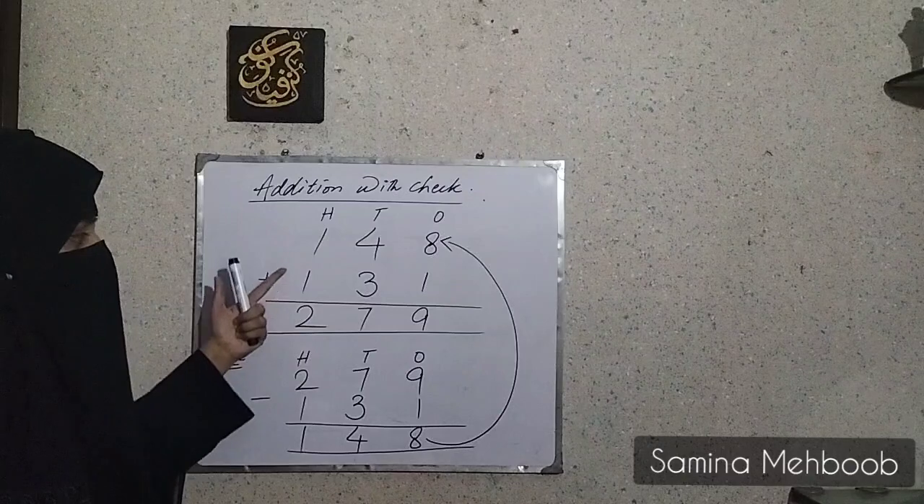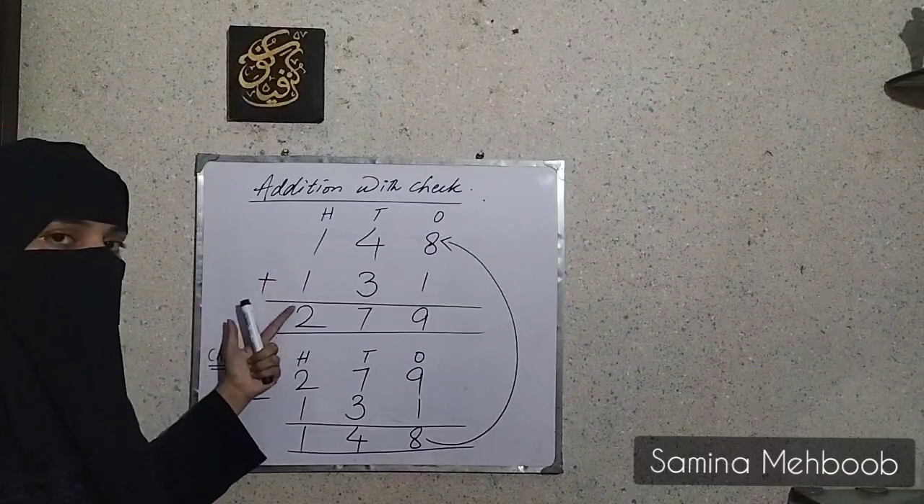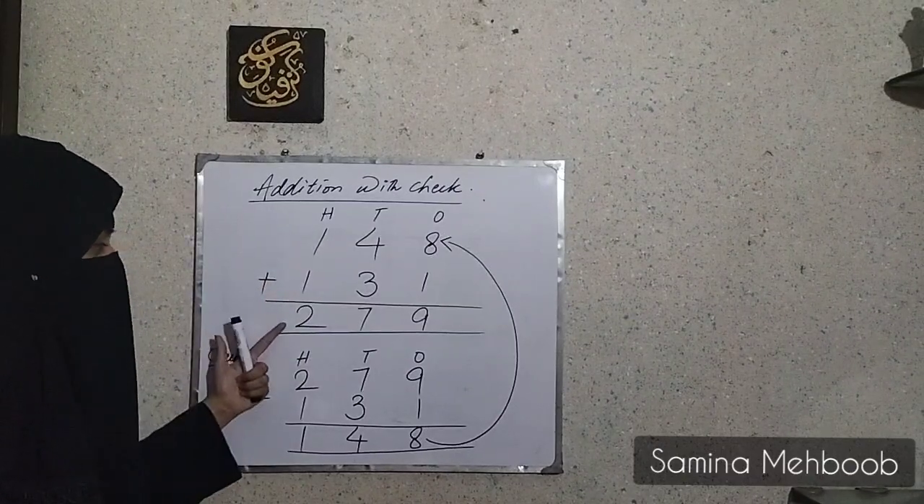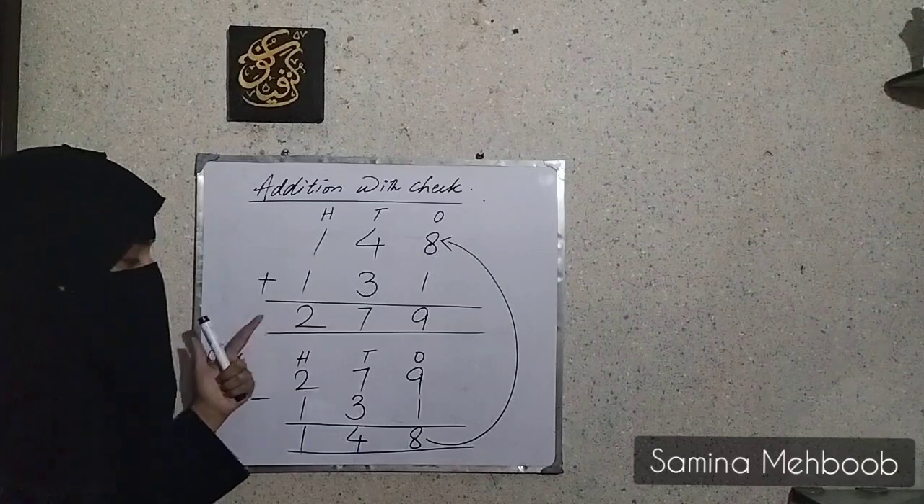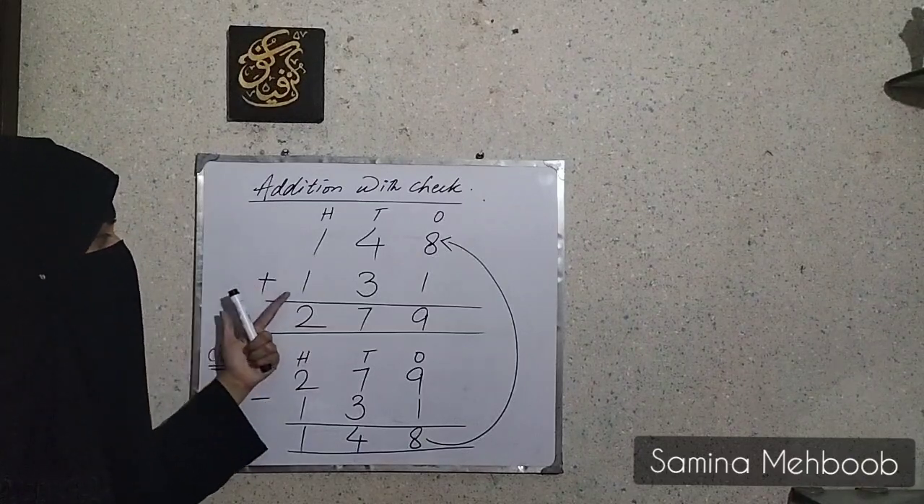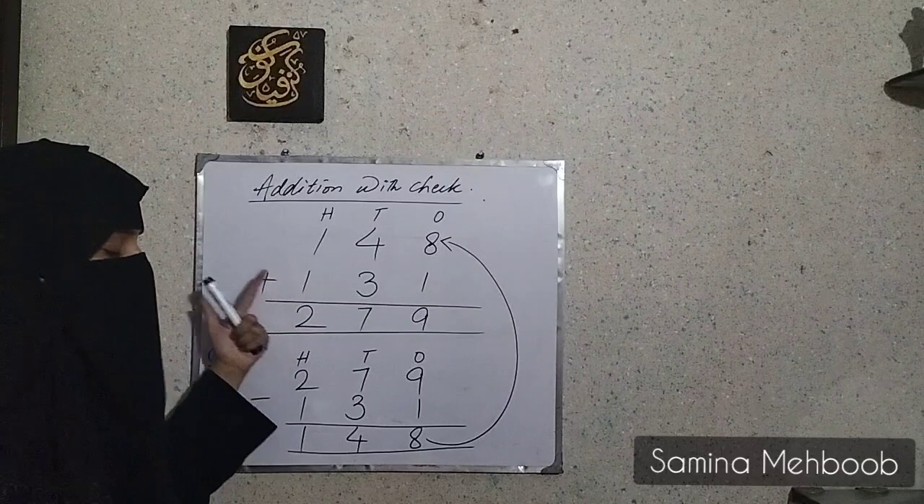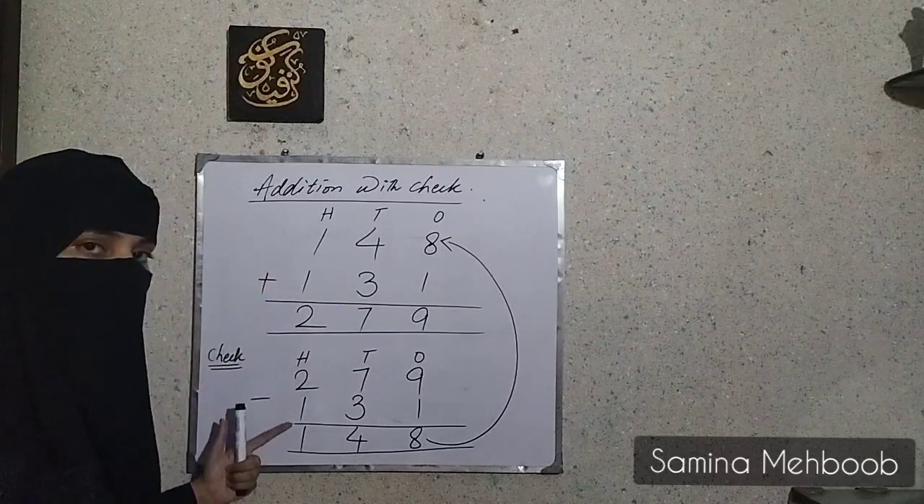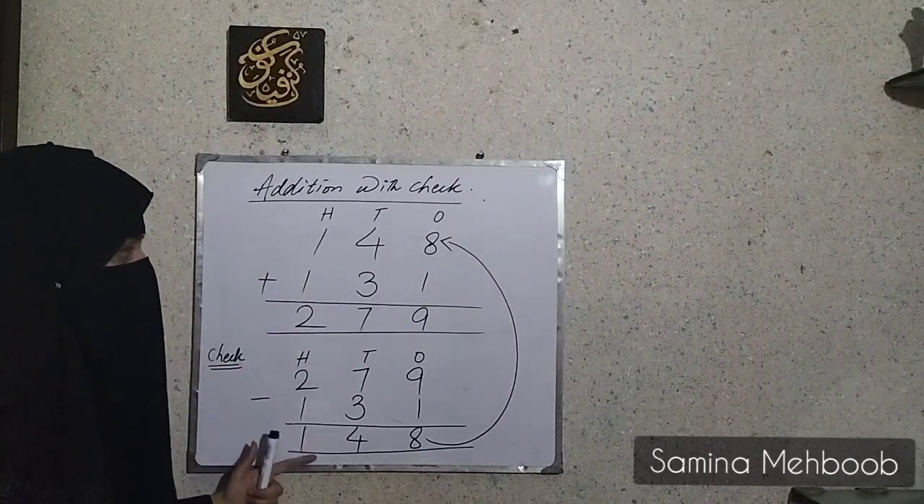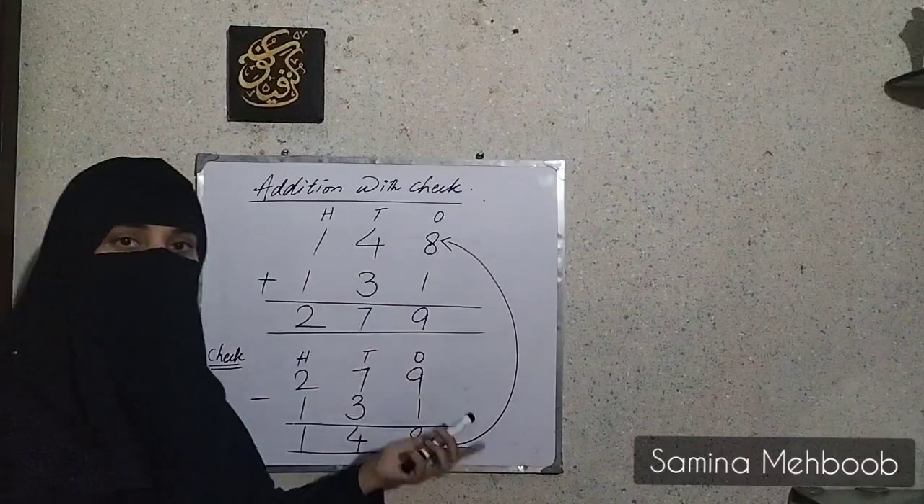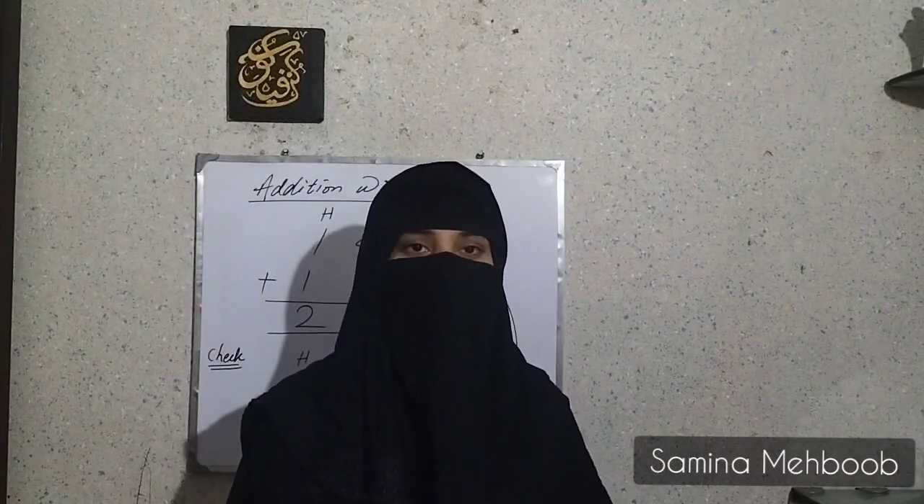Okay, what we will do? First we will solve the sum of addition. Then how we will check? We will write the answer of the addition sum first, and we will write the other number in the addition sum under the answer. Then subtract it, and if the answer is equal to the first number, then your question is accurate. Okay. So this is today's class.